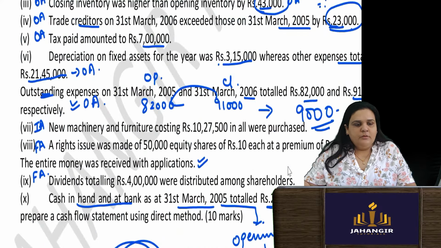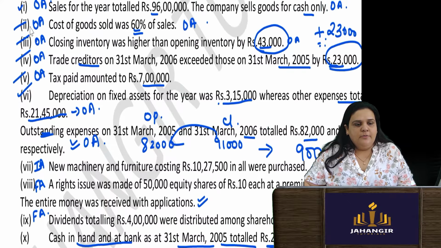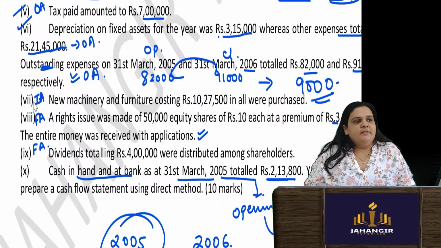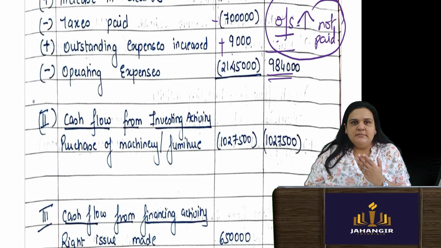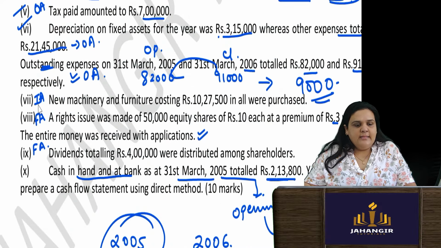Okay. So all the operating activities are done. 1, 2, 3, 4, 5, 6. Now the seventh one is your investment related. You have purchased some furniture. If you have purchased, cash will go out of the business. So purchase of furniture, you will show it in the negative sign, 10,27,500. Anything else related to investment? Nothing. Only one entry was there.